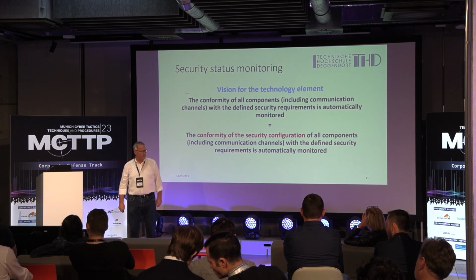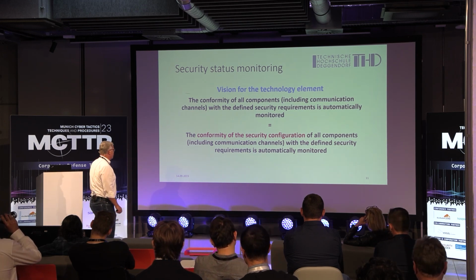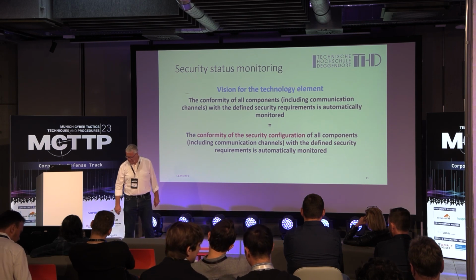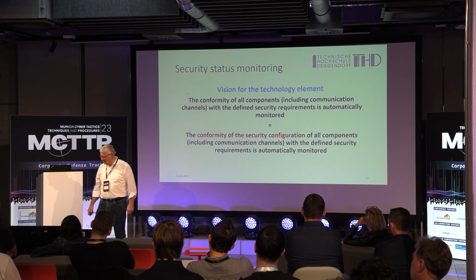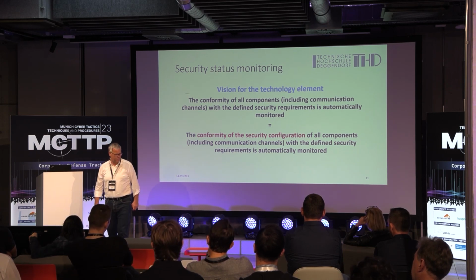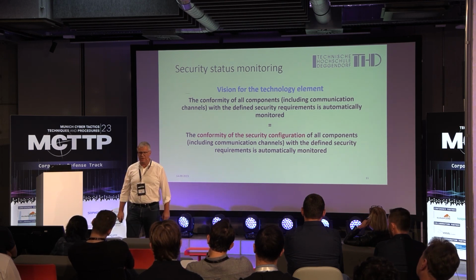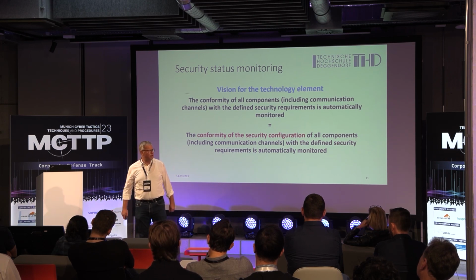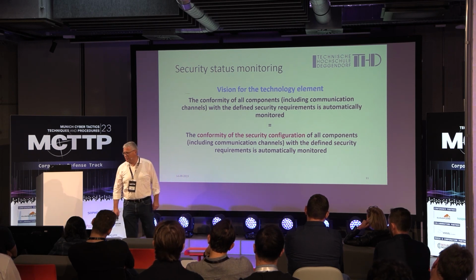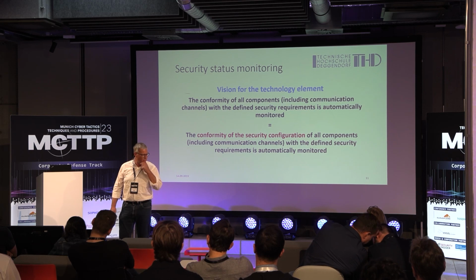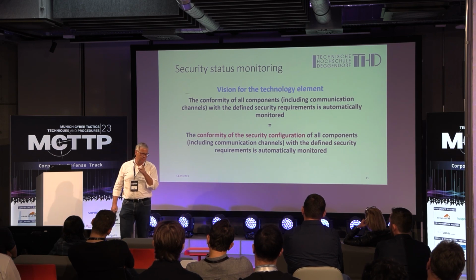Okay, good. So the vision here now is the following. The vision for the technology element is that the conformity of all components, including communication channels, with the defined security requirements is automatically monitored. That is my vision. Because, for example, IEC 62443 requires continuous security monitoring. And if you look in the companies and see what is installed, you will find that there is no monitoring for security, or nearly nothing, in industrial automation control systems.